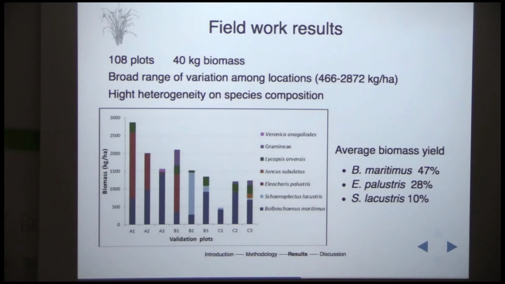The first thing to notice is there is a lot of variation of production between locations. We have places with less than 500 kilos per hectare, while we have areas with almost 3,000 kilos per hectare. And the second thing that surprised us was the high variability in species composition. As I said at the beginning, we were expecting to have mainly Bolboschoenus maritimus, but when we went to the field, it only represented 47% of the biomass that we collected.